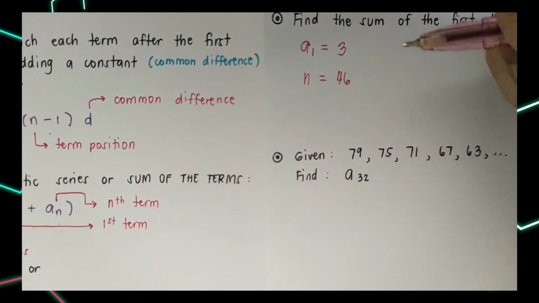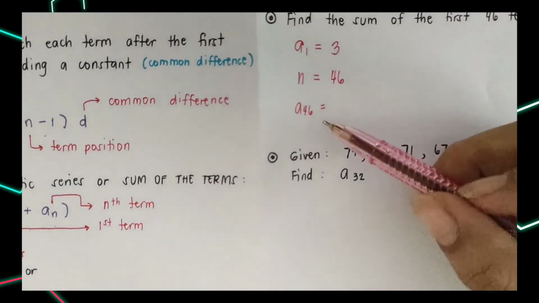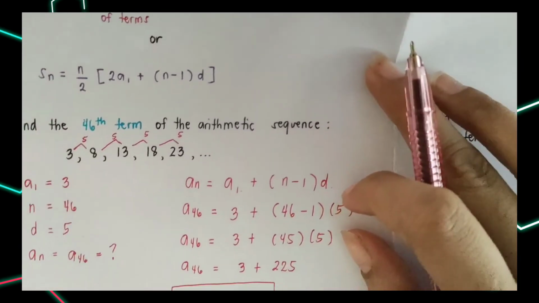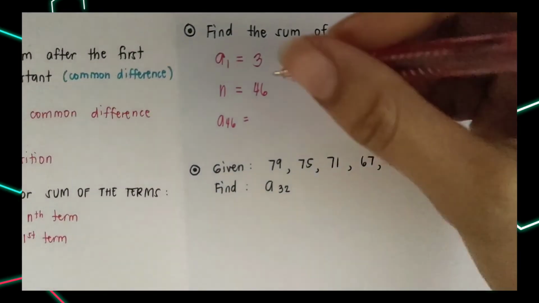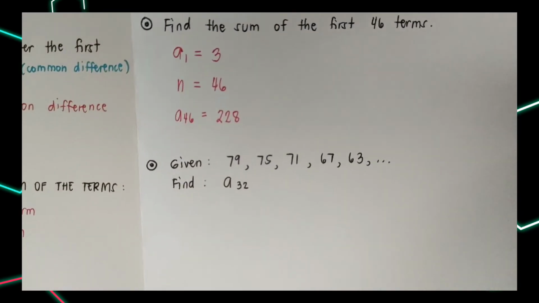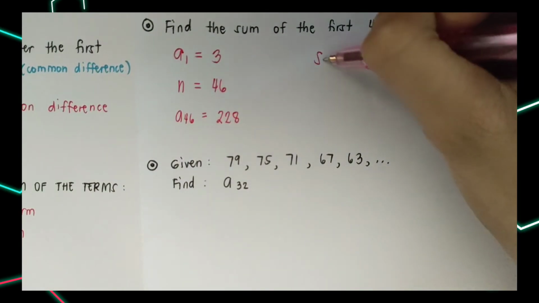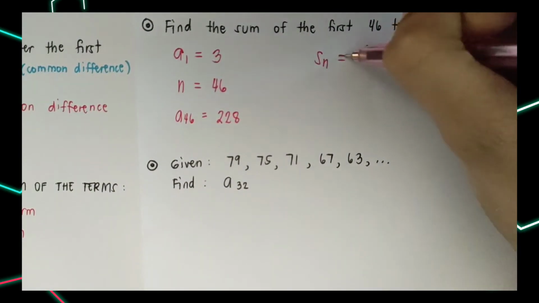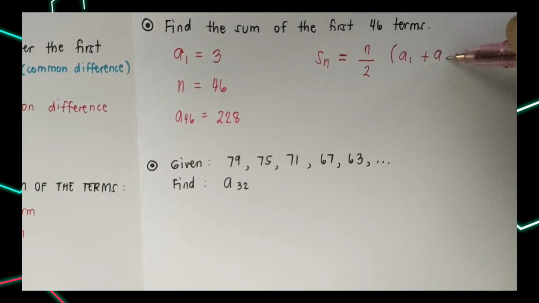And then, a46. We already solved for the 46th term, and the 46th term in this arithmetic sequence is 228. So we will write a sub 46 is equal to 228. Now let us write the formula for the associated arithmetic series, or the sum of the terms, in the form of S sub n is equal to n over 2 times the quantity of a sub 1 plus a sub n.